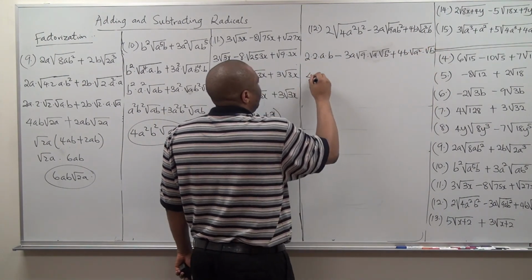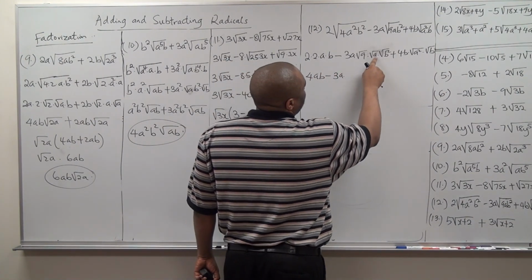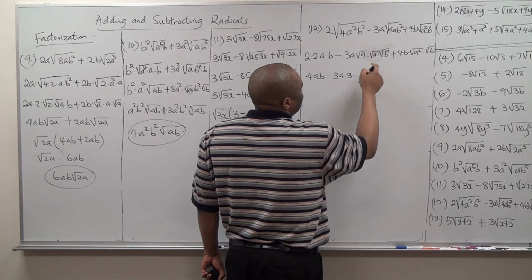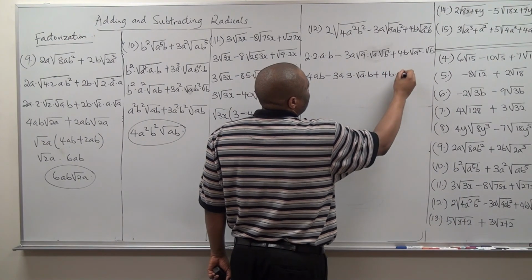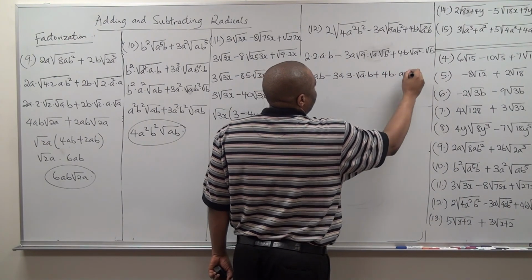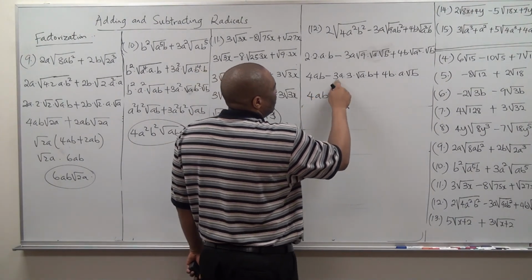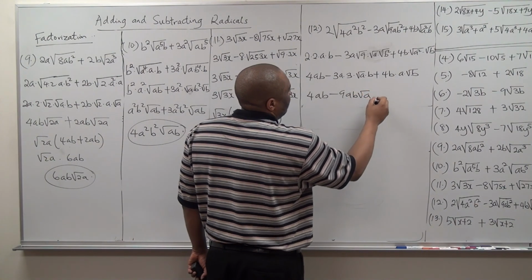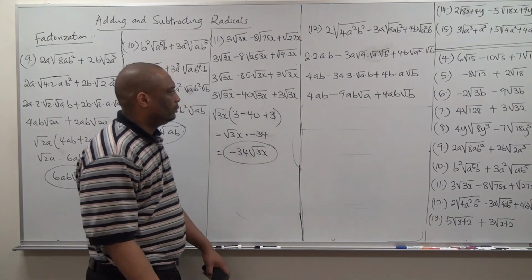So this is minus 3a times 3 times square root of a times b, plus 4b times a times square root of b. Right? So this is 4ab minus 9ab square root of a plus 4ab square root of b, right?